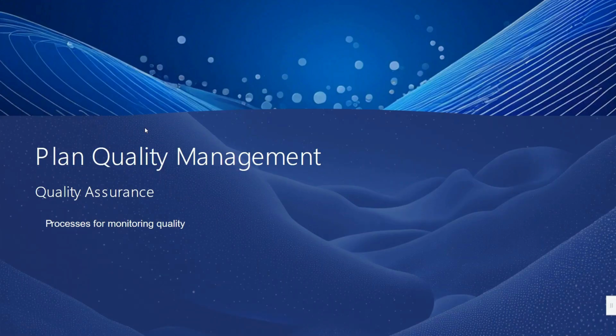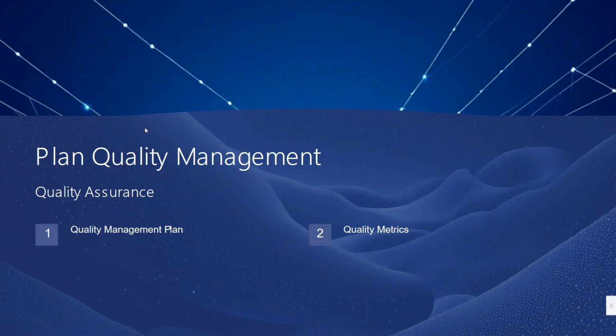Then we will have the quality assurance. So we will develop here the process to continuously monitor and ensure quality throughout the product life cycle. Next we will have the plan quality management key outputs. Number one is the quality management plan. Then the second one is the quality metrics.